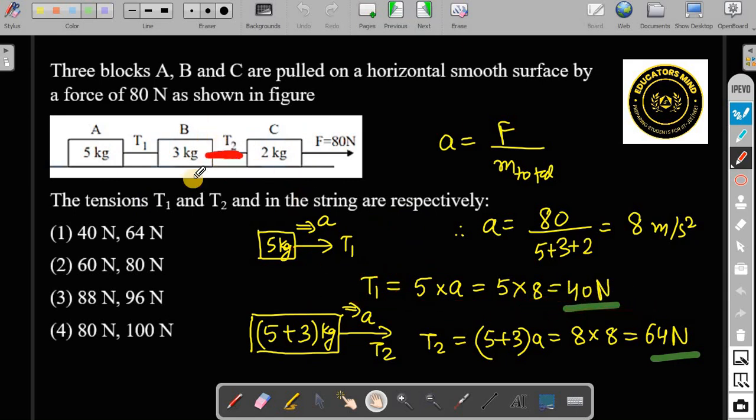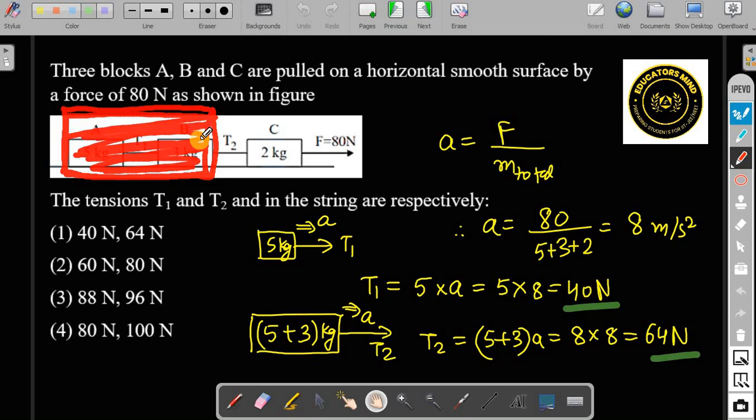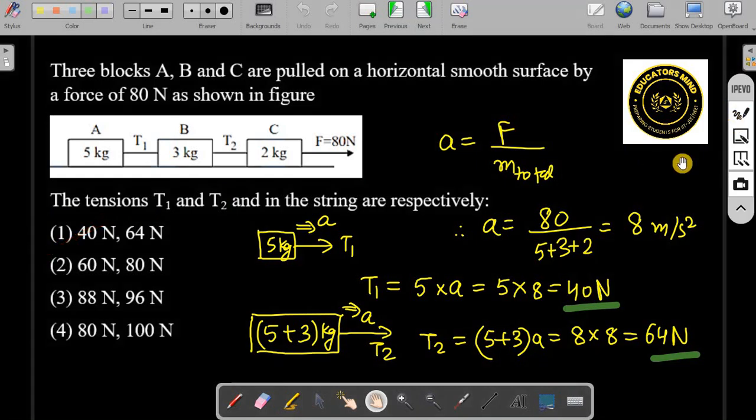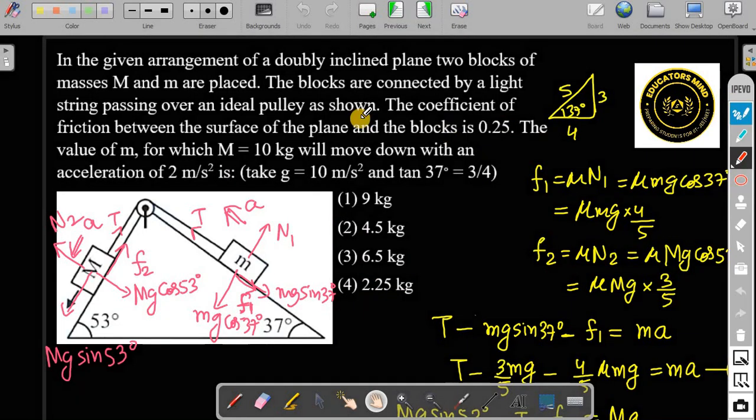Now if you want to calculate T2, don't try to study this block or this block unnecessarily. It will take time. To do it fast, what you can do is combine both these blocks. If you combine 5 plus 3 together, then this is the tension T2 which is pulling it, right? So 5 plus 3 will become 8. The acceleration is the same. T2 is equal to mass into acceleration. 8 into 8, 64. Just within a few seconds you will get the answer. Otherwise, if you solve the question fully it will take more time. Let's go to the next question.